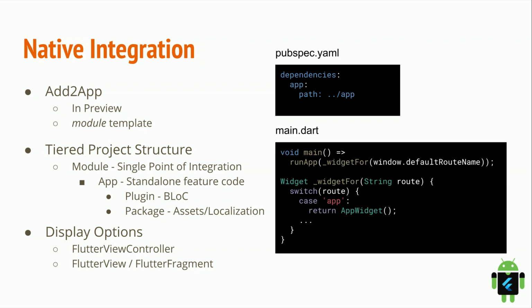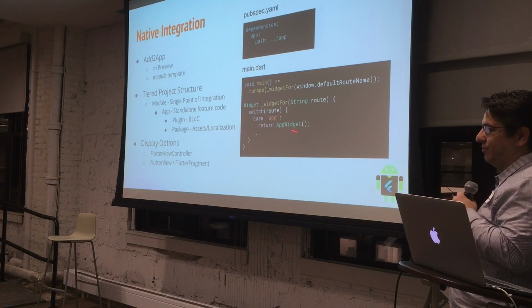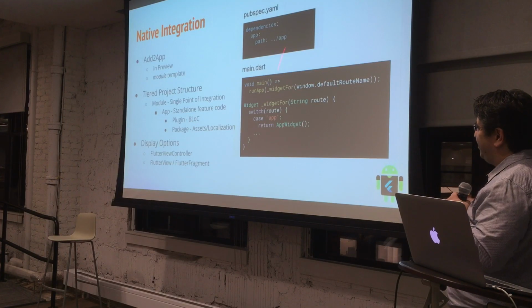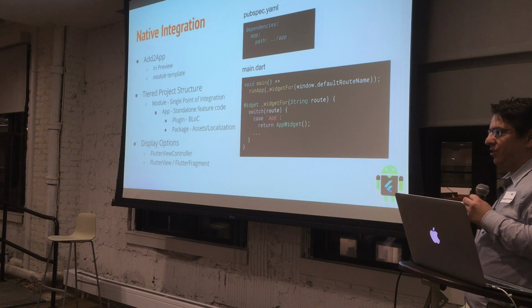And then in your main Dart for your module, you simply have your single point of integration where you would run the app with the widget for the window's default route name. And you would pass that in through the native code. And then, of course, your case, and you would return the widget. This is pretty standard code.